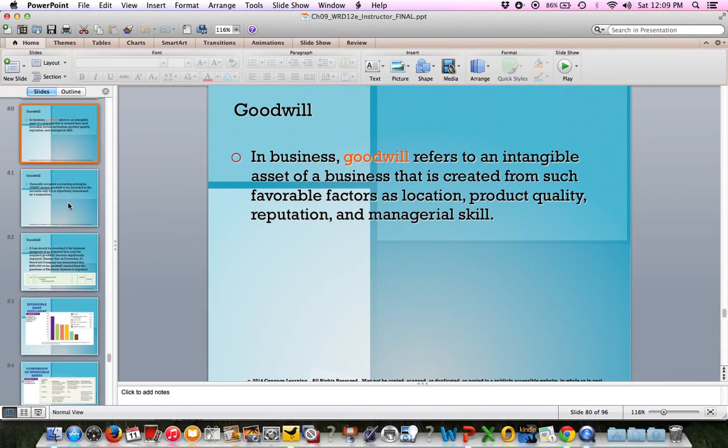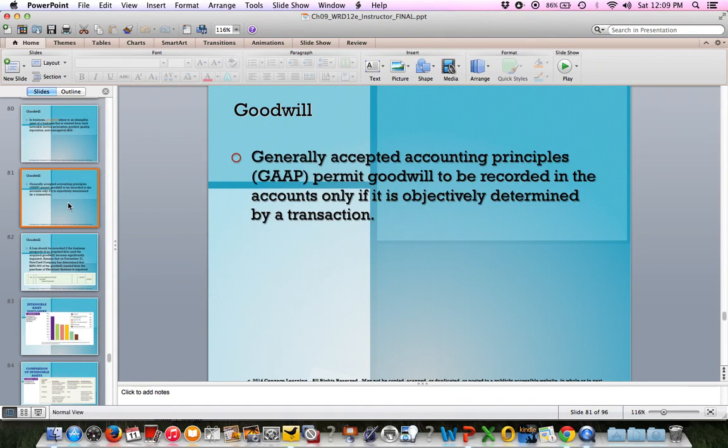Goodwill refers to an intangible asset of a business that's created from such favorable factors as location, product quality, reputation, managerial skill, things that a business has just accumulated over time based on being run well. Generally accepted accounting principles permit goodwill to be recorded in the accounts only if it has been determined through a transaction. You can't just debit goodwill just because you feel like it. It only happens if you buy another business and you attempt to measure the value of that goodwill.